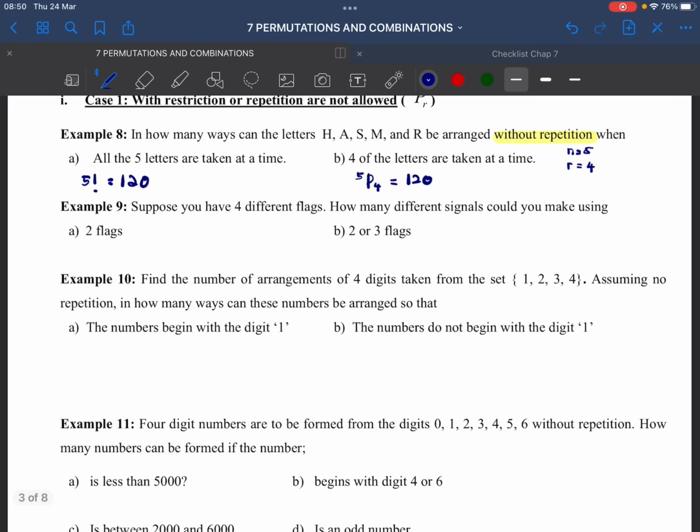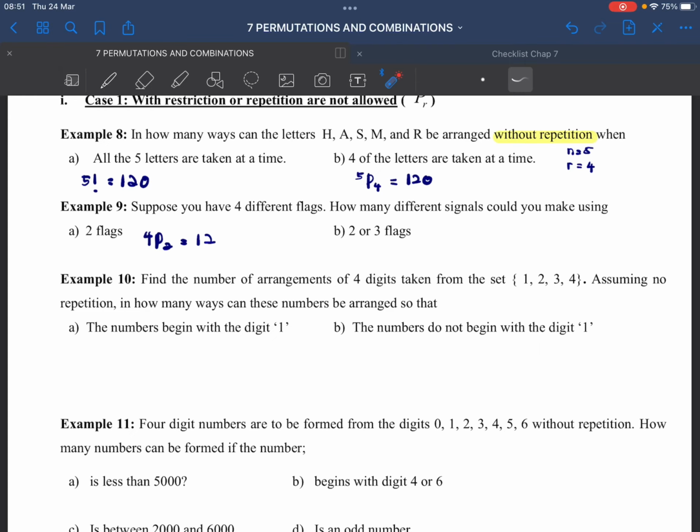Okay, so let's see example 9. Suppose you have 4 different flags. How many different signals could you make using 2 flags? Okay, so we have 4 flags, we want 2. So that's going to be 4P2 equals 12. And here, the question said, how many different signals could you make using 2 or 3 flags?